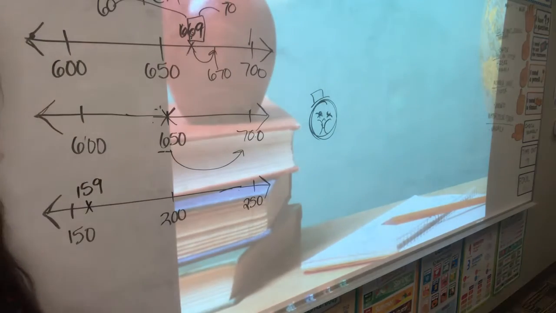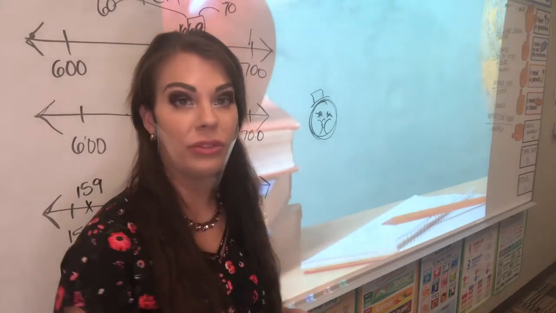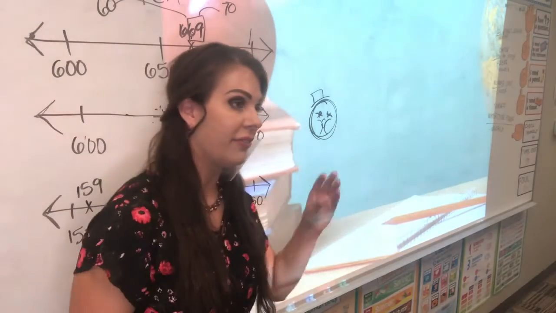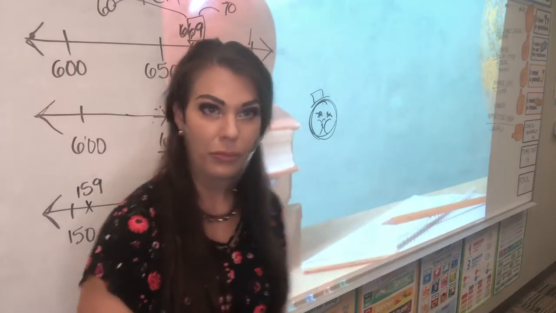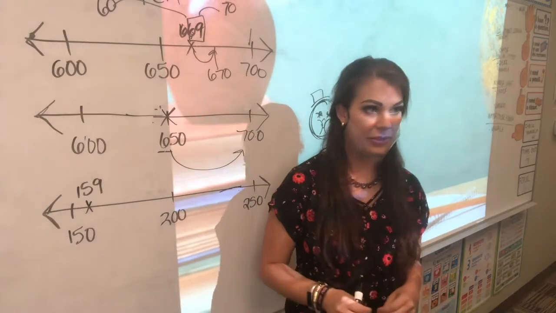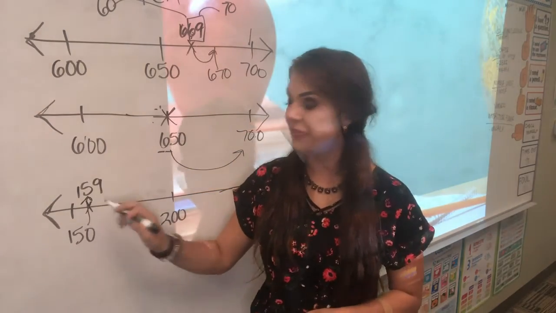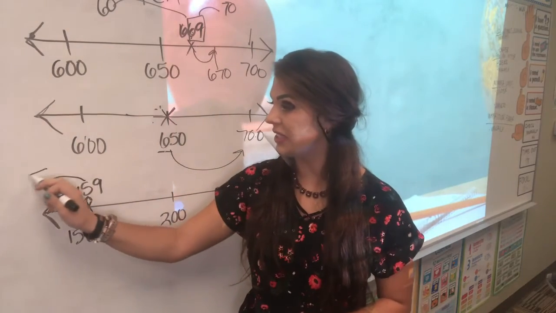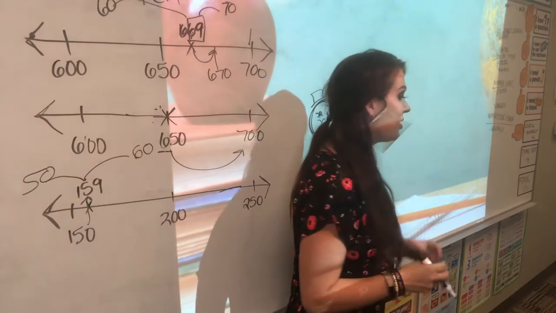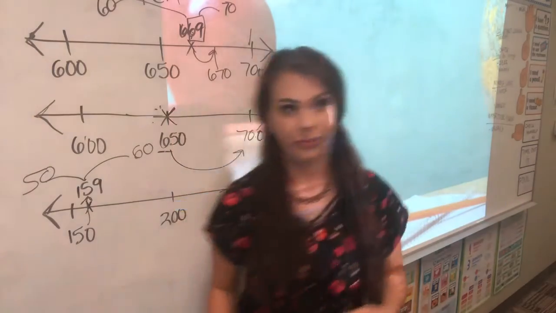What if I had 159 and I want to round to the nearest tens place value? Which number am I looking at first? Rounding to the nearest tens place value. The 5, right. So the 5 is my tens place value, so I need to know if it's going to stay with 50 or go up to 60. Which number is going to inform my decision whether to bump up or bump down?